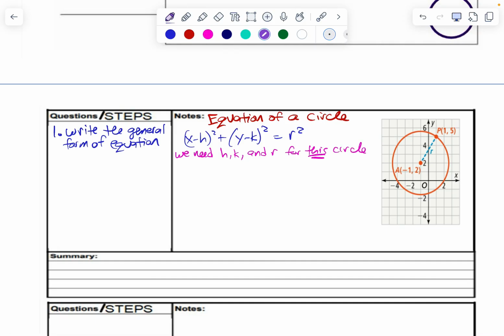Okay, start with H and K. So step 2, what's the center? Well, that's easy. What do they equal in this case? H is -1 and K is +2. Okay, so already we know 2 of the 3 things in our circle, so that's cool. And then I would go solve for R.